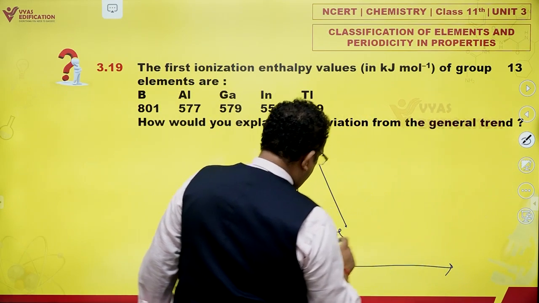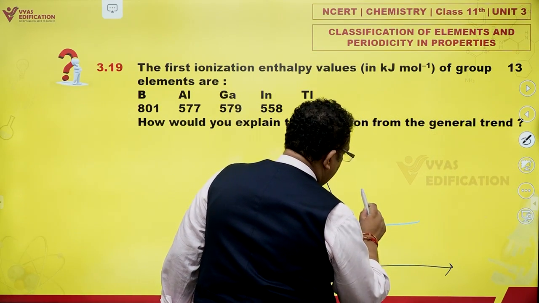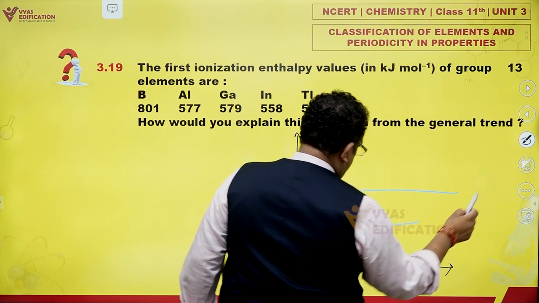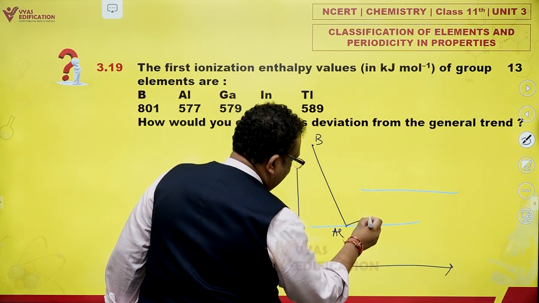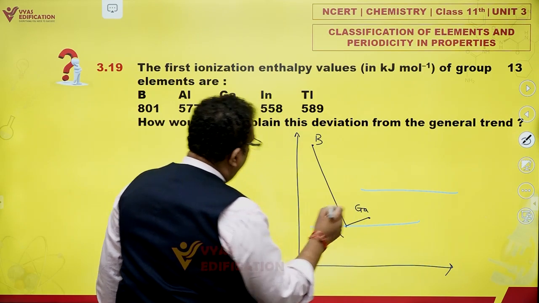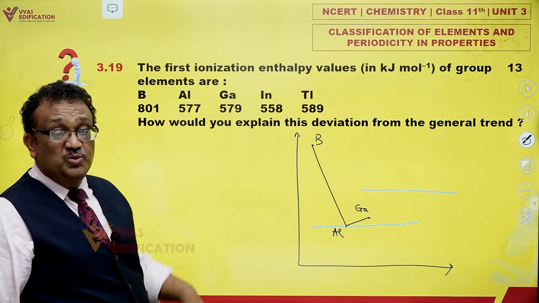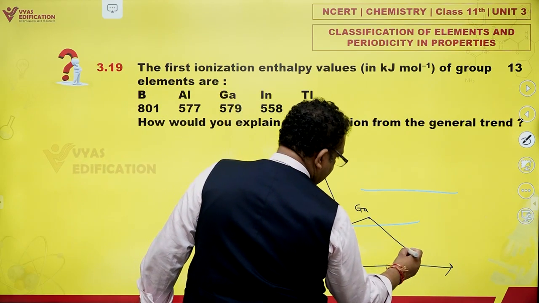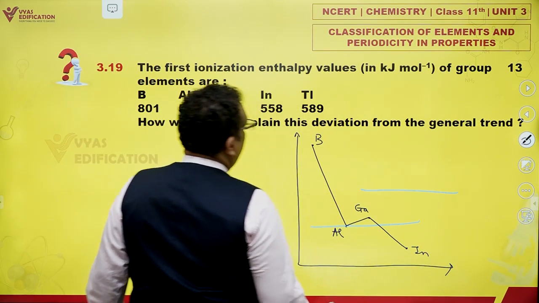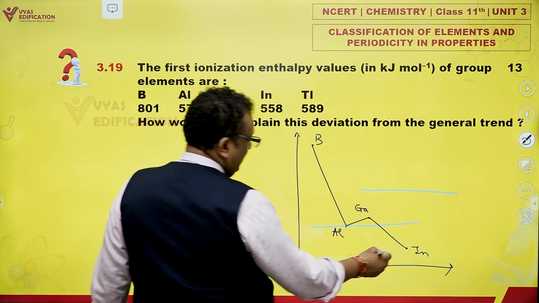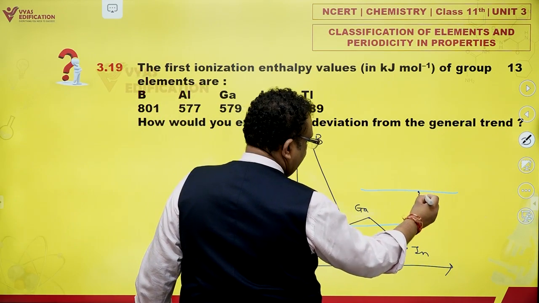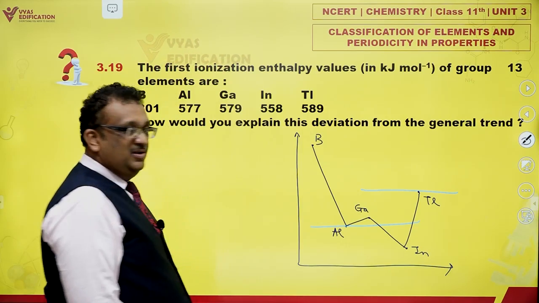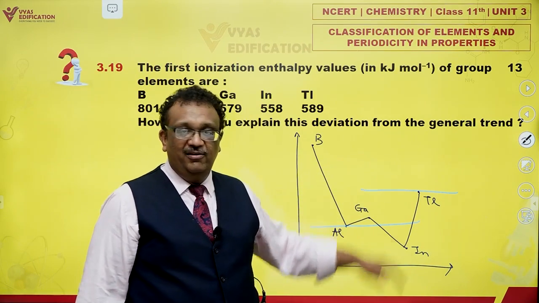Just allow me to make a reference line so that we can do it again properly. Gallium goes very slightly up, barely 2 kilojoules per mole, but it's significant. And then indium further dips down. And then, shamelessly, thallium shoots up. It's a kind of zigzag, like this.